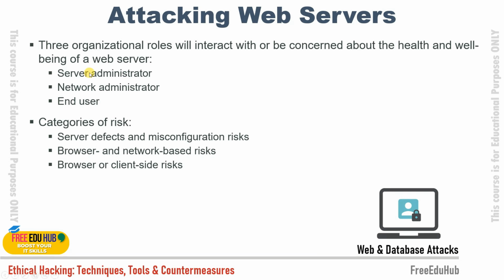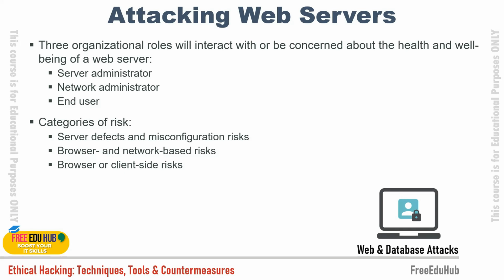Now, when we talk about attacking a web server, three organizational roles will interact with or be concerned about the health and well-being of a web server. First of all, there will be a server administrator, then the network administrator, and finally we have an end user. Now, as we discussed earlier, your website is the primary face of your organization because the customers are usually visiting your website, and if an attacker takes over the website and posts certain information on it, that would circulate a very bad reputation of the organization in the public.